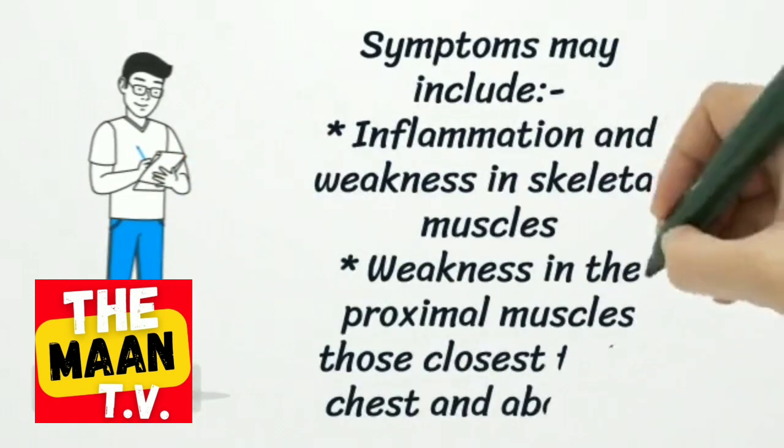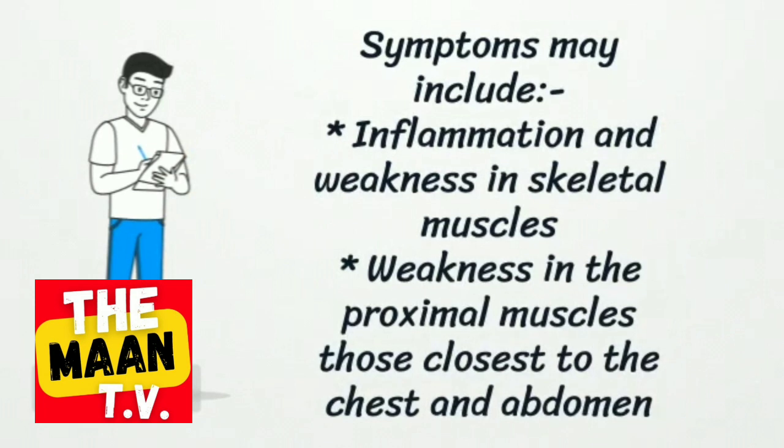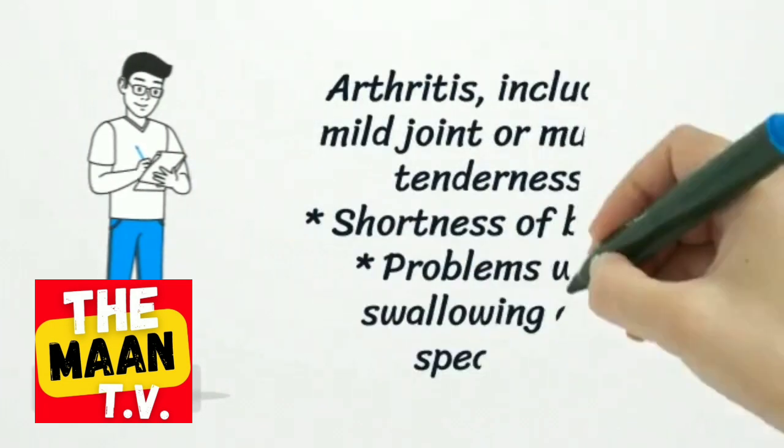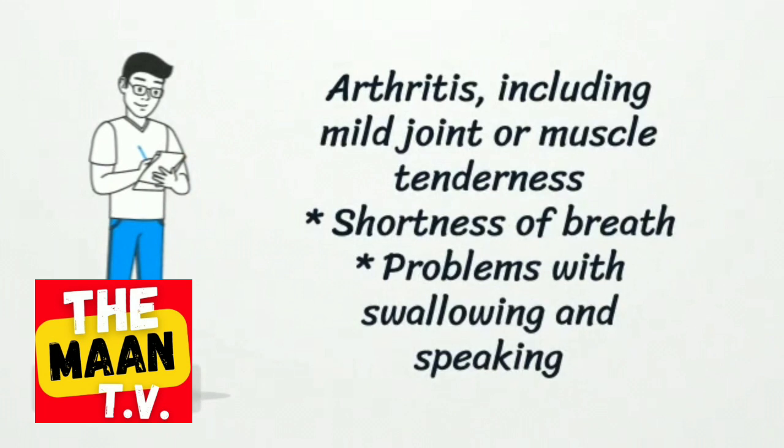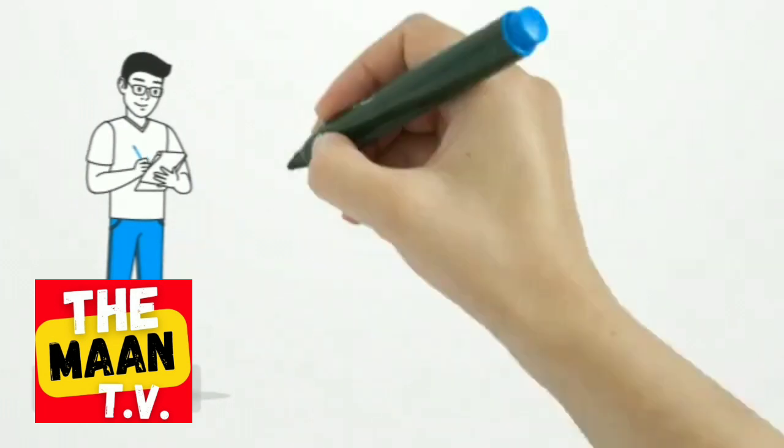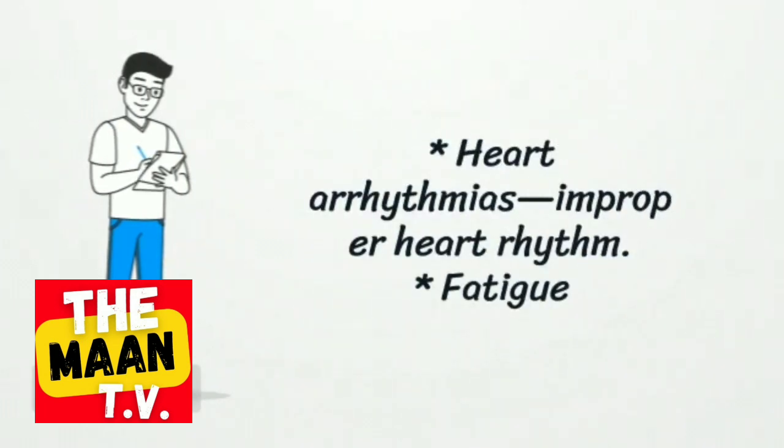Symptoms may include inflammation and weakness in skeletal muscles, weakness in the proximal muscles, those closest to the chest and abdomen, arthritis, including mild joint or muscle tenderness, shortness of breath, problems with swallowing and speaking, heart arrhythmias, improper heart rhythm, fatigue.